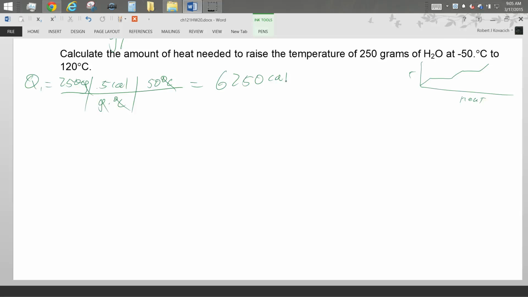Am I breaking any intermolecular forces? Not yet. Nope. How do I know I'm not breaking intermolecular forces? Because the temp's going up, which means they're moving faster. So in this section, I'm going from negative 50 up to 0, so the temperature is constantly going up, so I'm not breaking any intermolecular forces. I'm only making the molecules go faster. That's it. Anytime the temp changes, what's happening to the molecules? They're moving faster. Nothing else.